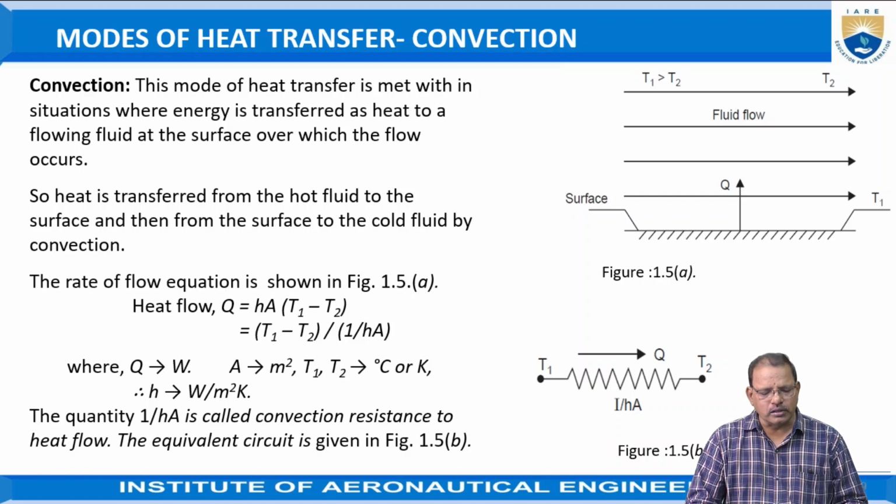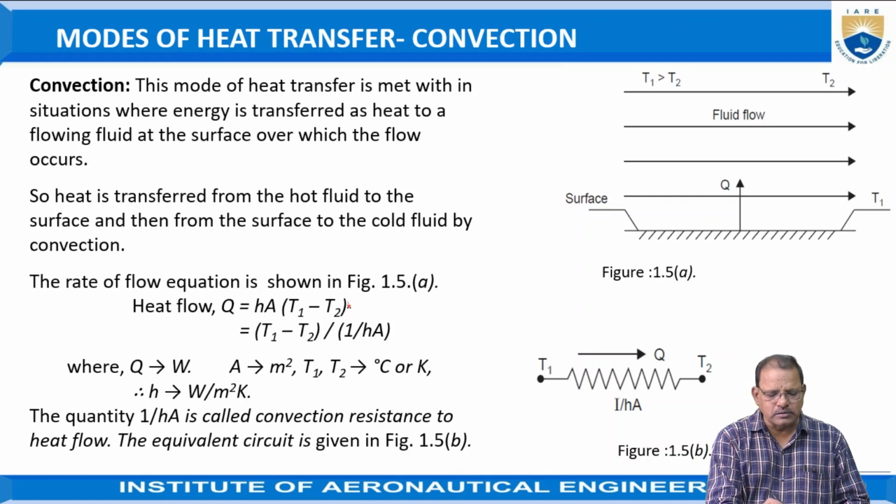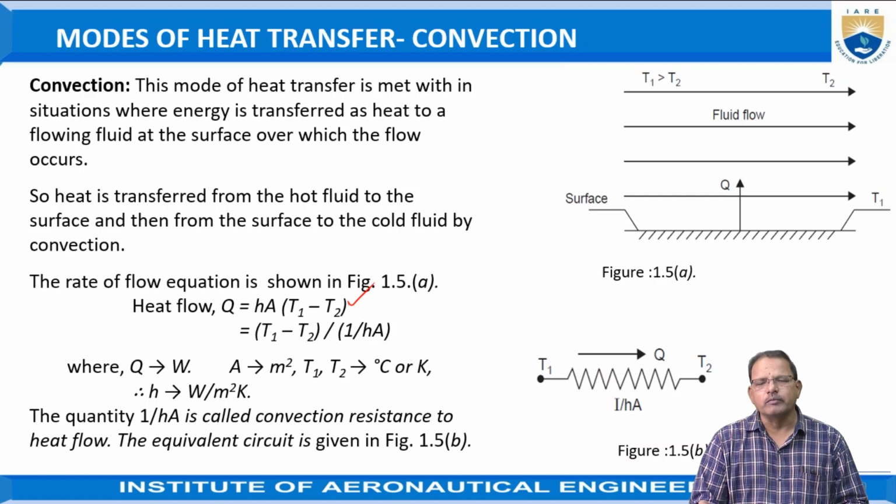The amount of heat energy flowing in the convection process depends upon the h value, that is the coefficient of convective process, the temperature difference, and the surface area. So the heat transfer from the hot fluid to the surface of the cold fluid is known as the convection process, which can be expressed as Q is equal to h into A into (T1 minus T2), where Q is the magnitude of heat flow in the convection process, h is the convective coefficient, A is the surface area, and T1 minus T2 is the temperature difference between the hot fluid and the cold fluid.